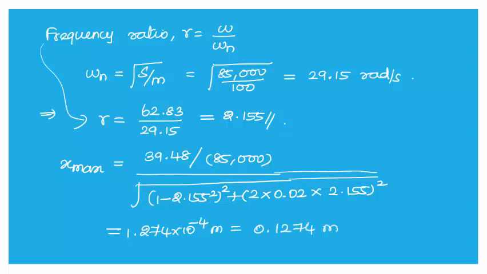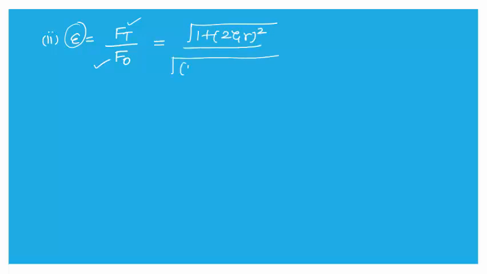In the second subdivision, it is asked to calculate the force transmitted to the foundation. We can calculate that value by calculating the force transmissibility. Force transmissibility is the ratio between force transmitted to the foundation and force applied to the system. Here in the problem, we have the value of F0. So if we know the value of force transmissibility epsilon, we can get the value of Ft. One formula for calculating epsilon is root of 1 plus 2 zeta r the whole square divided by root of 1 minus r square the whole square plus 2 zeta r the whole square.